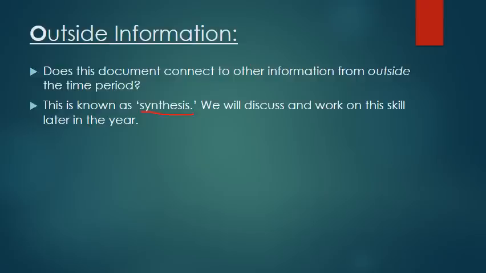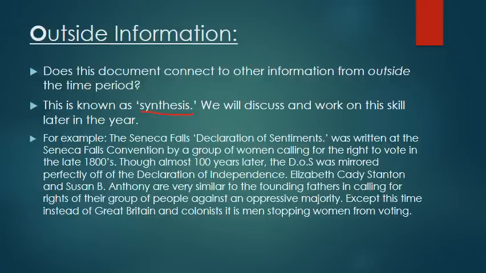Outside information, or synthesis, is your ability to connect the document to vocab and larger events outside of the time period. Okay, outside of the time period, still within American history. So if we're looking at the Seneca Falls Declaration of Sentiments, this was the declaration of women's rights demanding the right to vote. It was a convention by a group of women calling for the right to vote in the late 1800s.